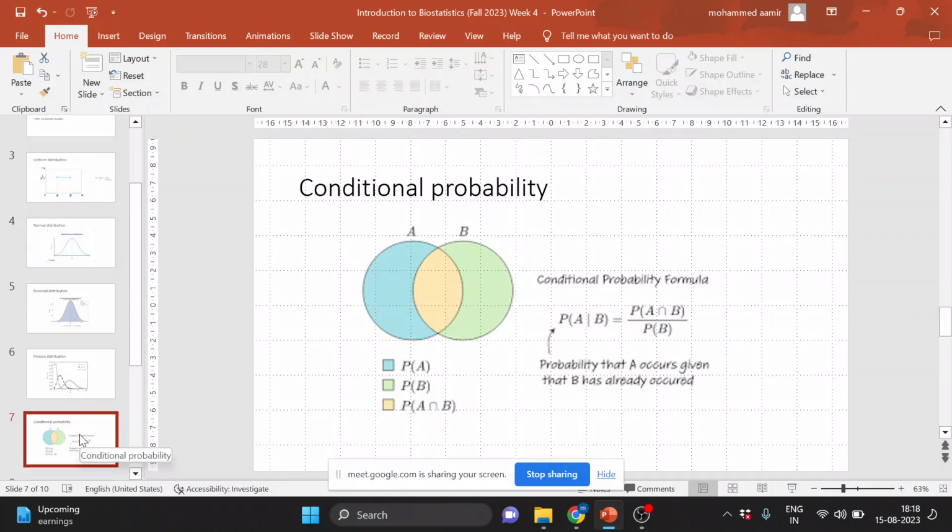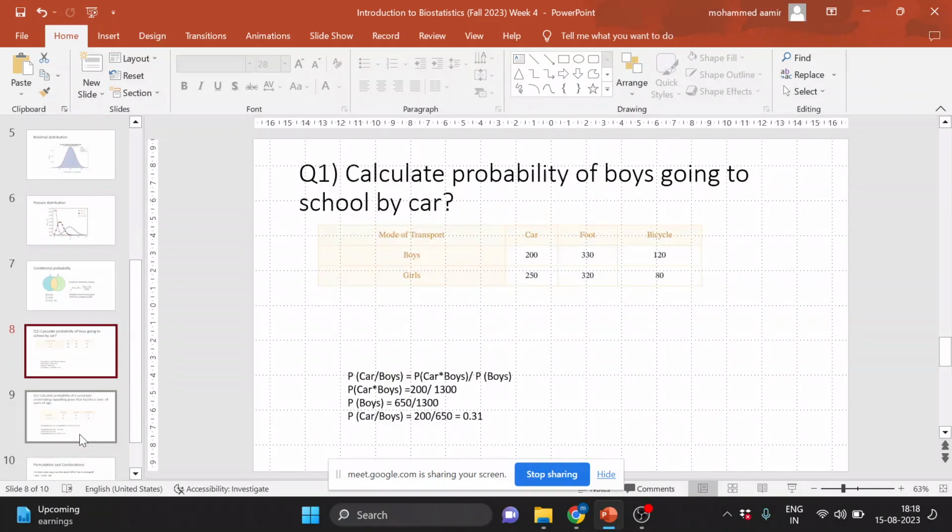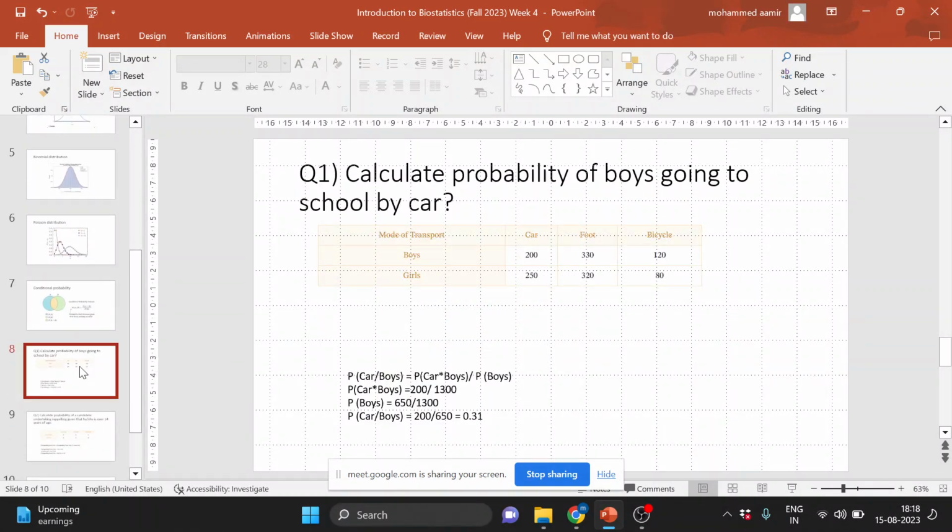Let's do an example for that, and we'll just do a couple, because you'll get the gist of how it's done. Now suppose you're given a table like this, wherein you have boys and girls going to school. They can go in any of three ways: by car, that is their parents drop them, by foot, or by bicycle. Given this table, you are asked to calculate the probability of boys going to school by car. How would you do this?